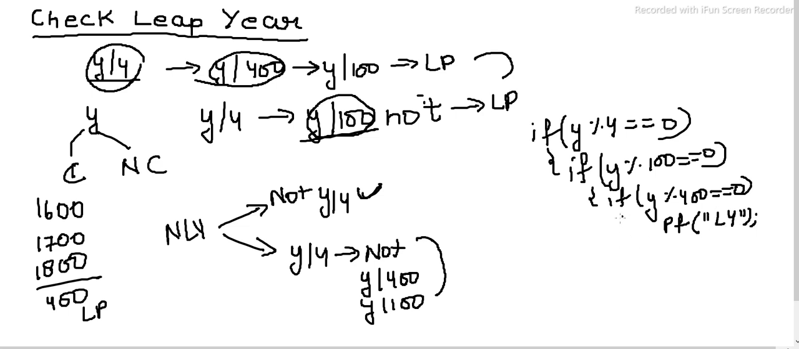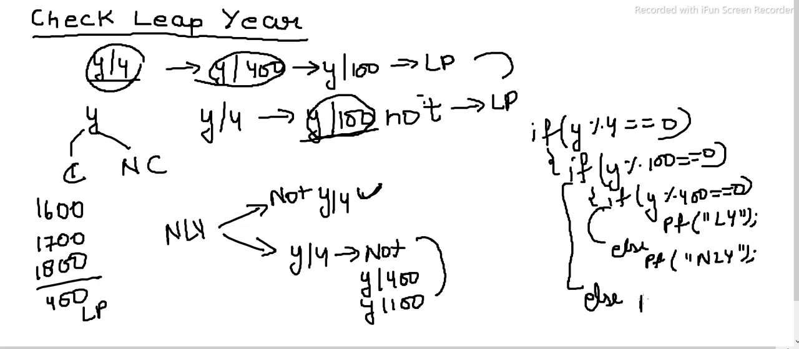Okay, and if not, then what we do? Printf non-leap year. I hope you got it. This is the part of this. And for this, as we have already discussed, if our year is divisible by 4 but not by 100, then also we termed it as a leap year, because this is the case of the normal year. Okay? Sorry, that was a leap year.